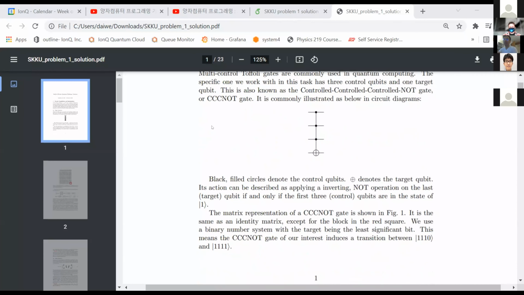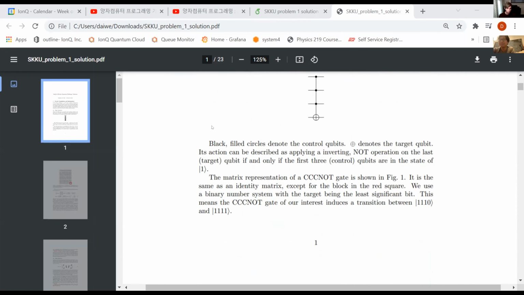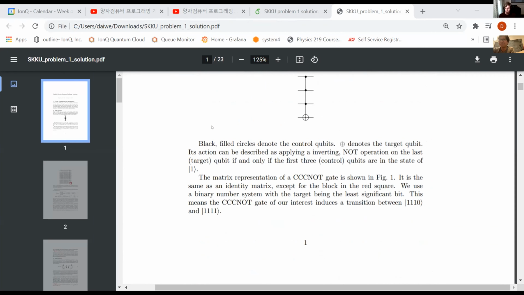Let's look at the first one. 제가 레벨 1의 3가지 태스크를 커버하도록 하겠습니다.